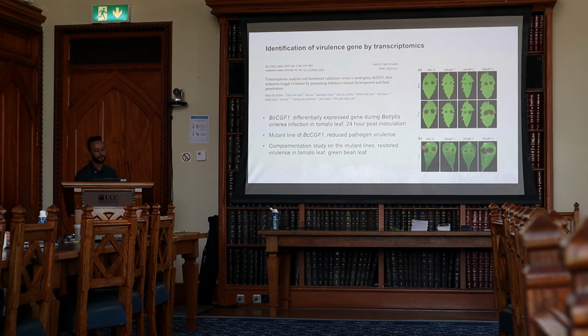So, as an example, identification of a virulence factor of a pathogen by using transcriptomics. This is an example in tomato. In this example, there was a comparative transcriptomic study in susceptible and resistant tomato varieties, and a gene was found that was differentially expressed while infecting the susceptible tomato varieties: Botrytis cinerea CGF1. That means it was highly expressed to cause the infection, and it was considered a potential virulence factor from the pathogen side.